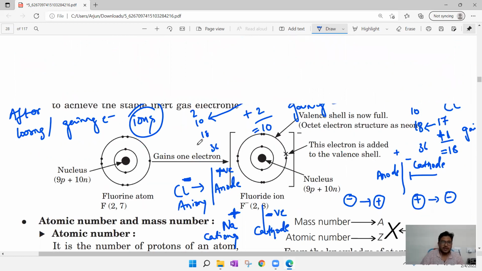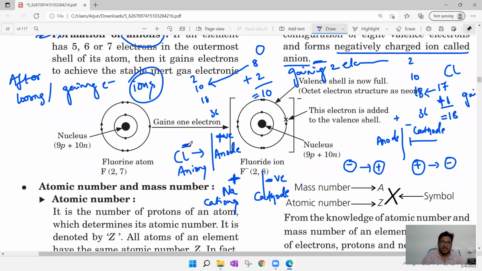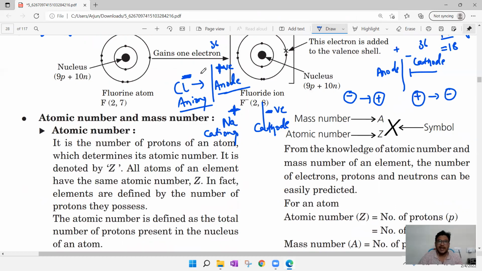Here you see anion. Here they have given negatively charged ion called anion. Why negatively charged? Here you can observe chlorine minus. Negatively charged ion will move towards the positive terminal. Positive terminal is known as anode. So negatively charged atoms are anions. Sorry, it is not a negatively charged particle. Negatively charged particle is electron. That is a negatively charged atom. That is anion. That is the difference between cation and anion.